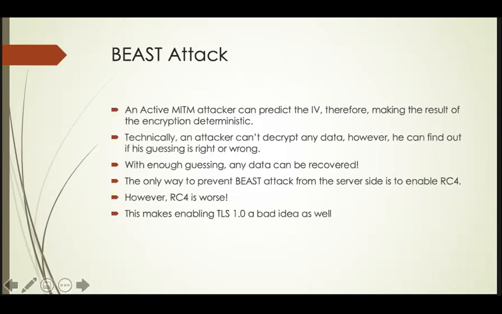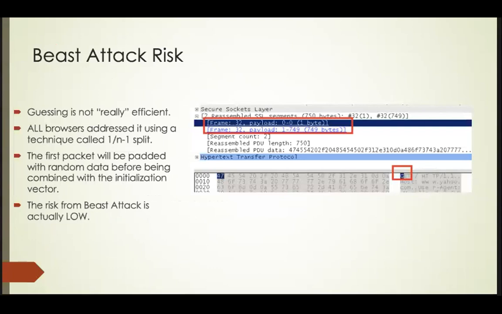Okay, let's go to the risk actually of this. Now, guessing, to be honest, is not really efficient, and all browsers currently address it using a technique called 1/(n-1) split. In this case, the first packet will be padded with random data before being combined with the initialization vector. As you can see, now there are two different packets here. The first one only contains the G, which is only one bit, basically, or one byte.